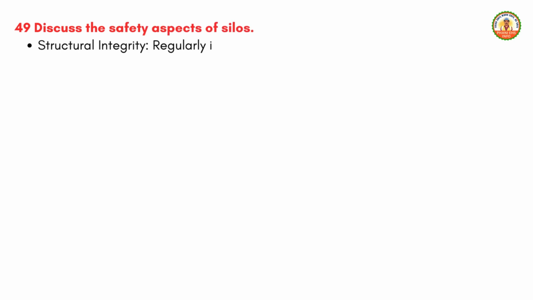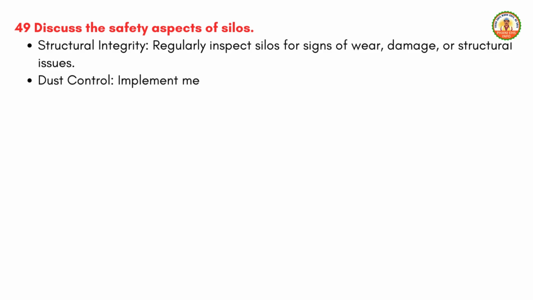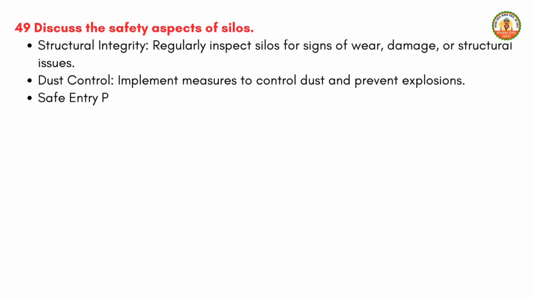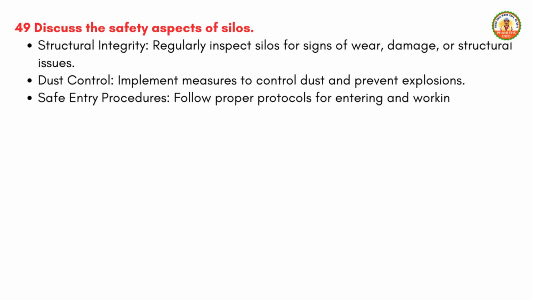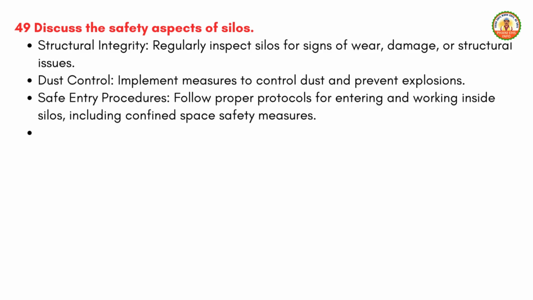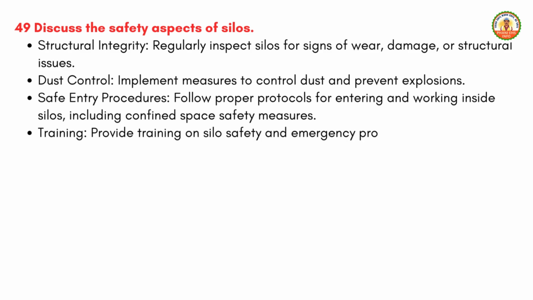49. Discuss the safety aspects of silos. Structural integrity. Regularly inspect silos for signs of wear, damage, or structural issues. Dust control. Implement measures to control dust and prevent explosions. Safe entry procedures. Follow proper protocols for entering and working inside silos, including confined space safety measures. Training. Provide training on silo safety and emergency procedures.